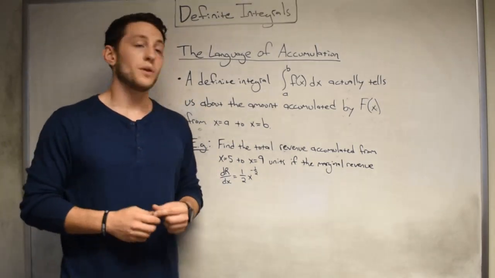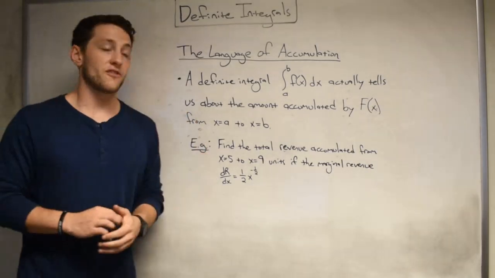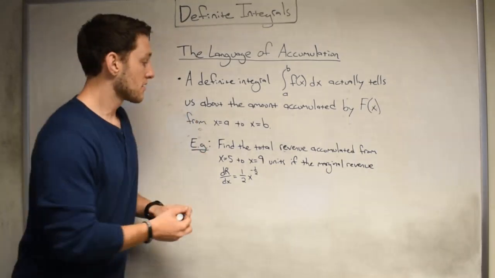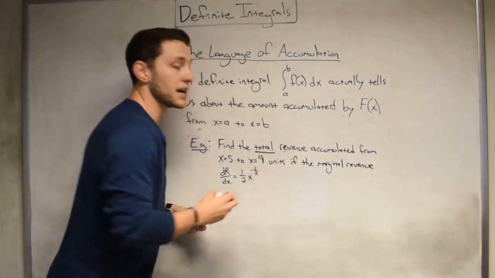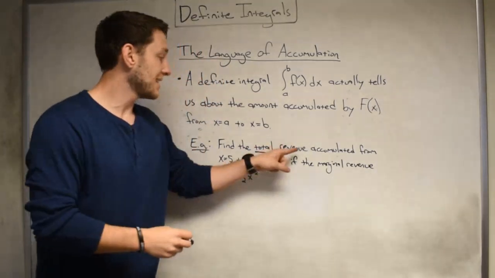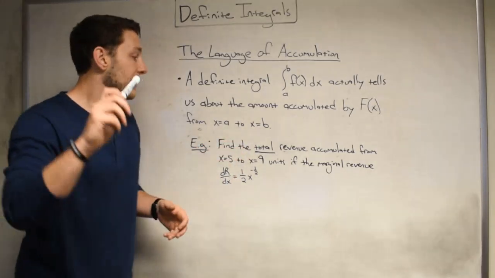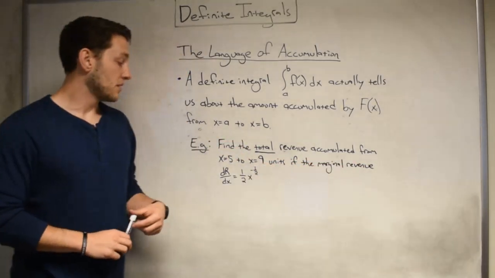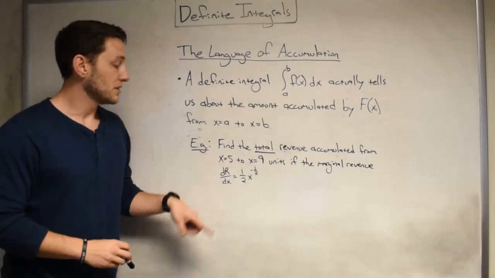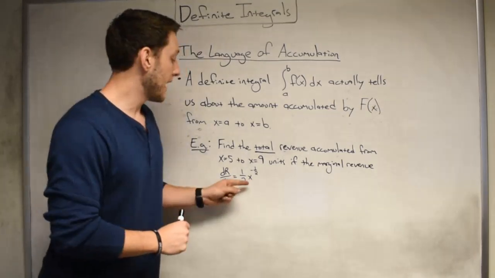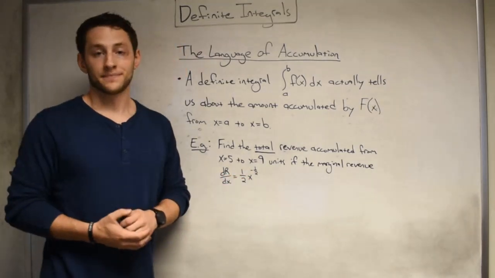Find the total revenue accumulated from x equals 5 to x equals 9 units. So emphasis on total. We're talking about just the revenue function in that above line. From x equals 5 to x equals 9 units, if the marginal revenue is given by dr over dx equals 1/2 x to the negative 1/2.